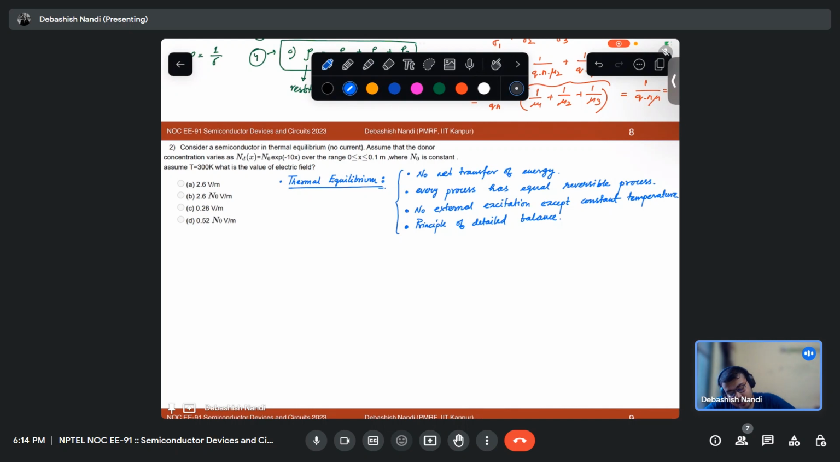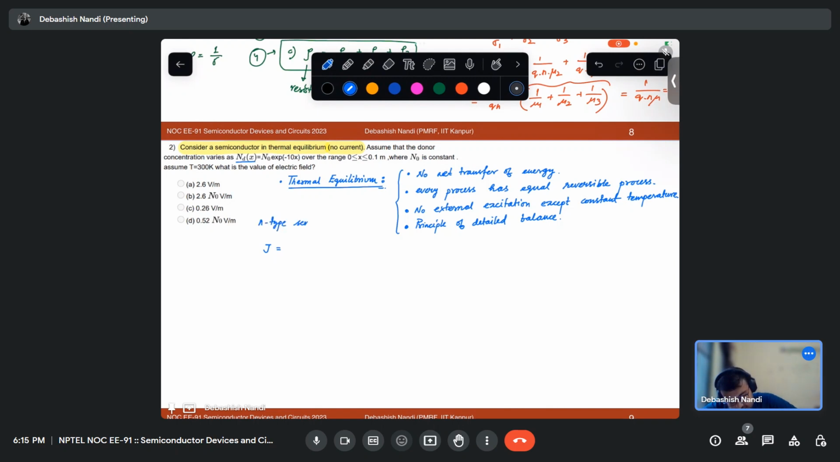So obviously, if there is no net flow of energy, there will be no net current, right? That is what is mentioned in the question. Consider a semiconductor in thermal equilibrium. That means no current. Assume that the donor concentration is N0, constant, over a range. What is the value of electric field? So what is my J? This is N_D(x). That means I can assume that it is an N-type semiconductor.